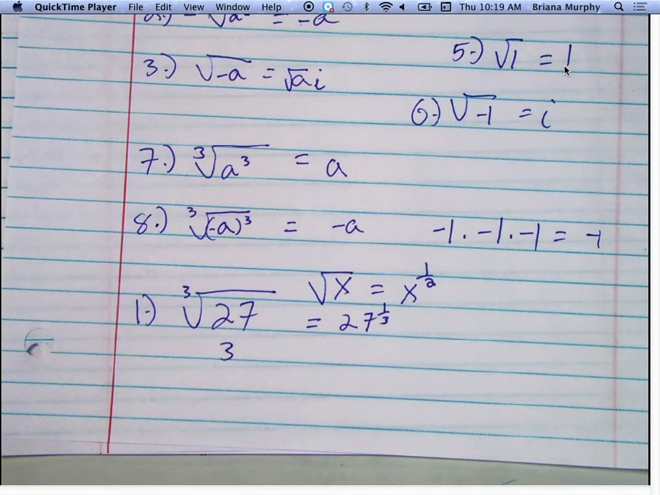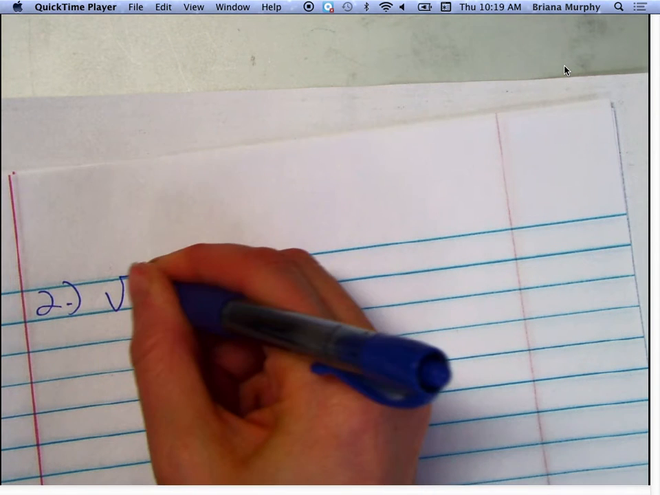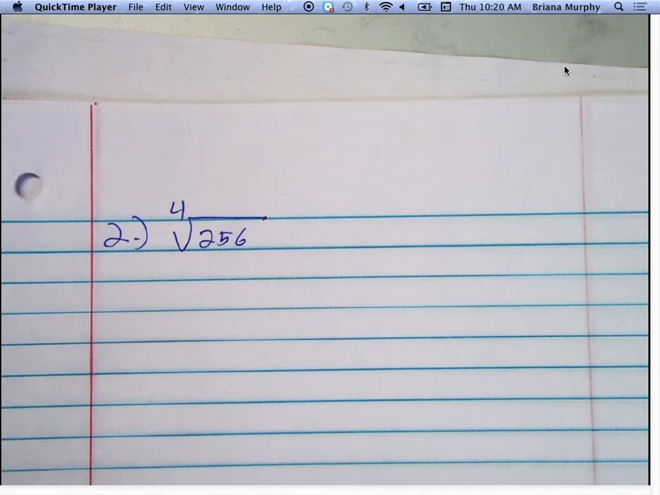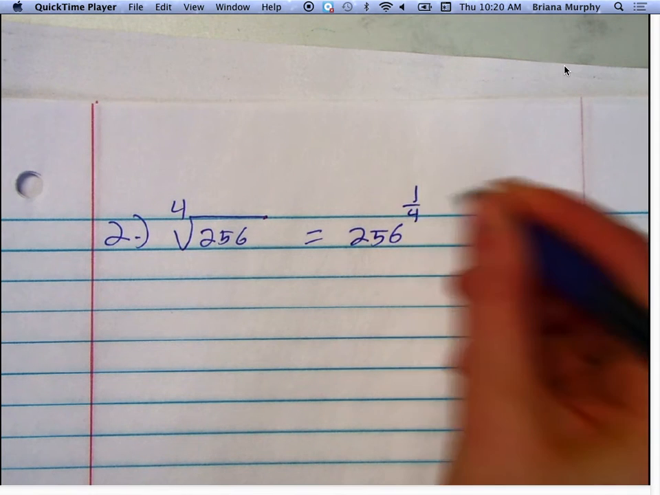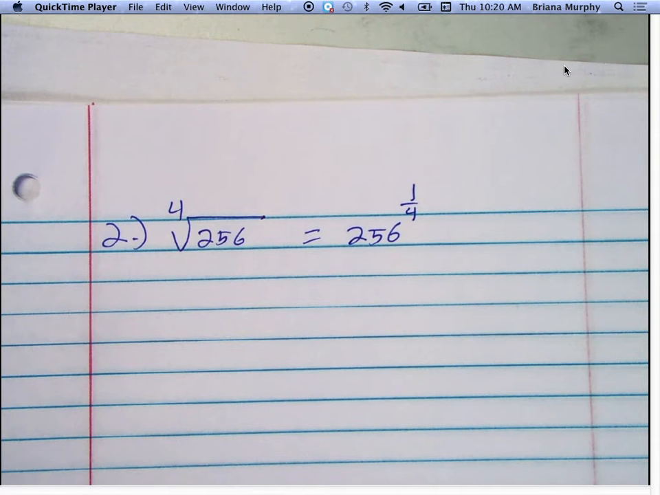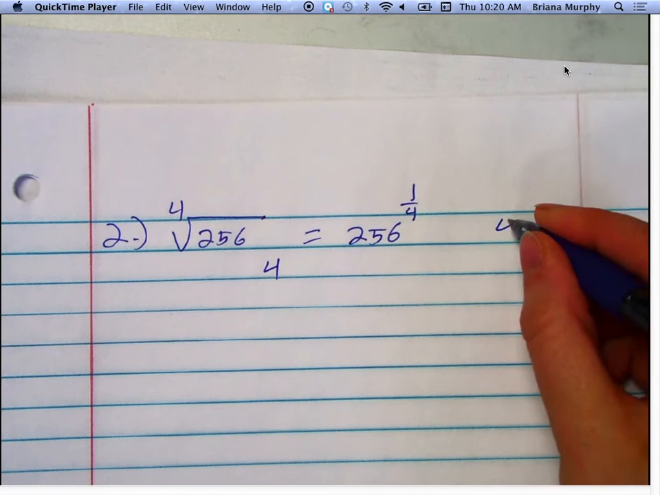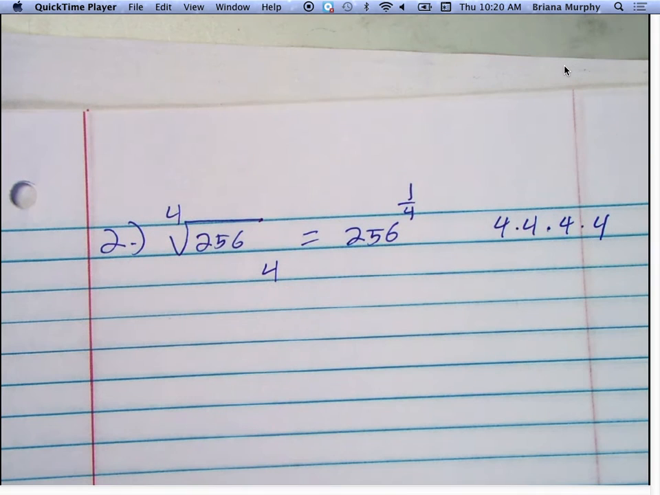Okay, we're going to try another one. We're going to take 256 and take it to the 4th root. That's the same as 256 to what? To the 1/4. Okay, but what's the answer? What times what times what times what gives me 256? 4. 4 times 4 gives me 16. Times 4 times 4 gives me 256.